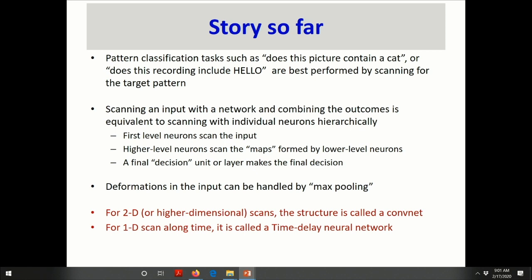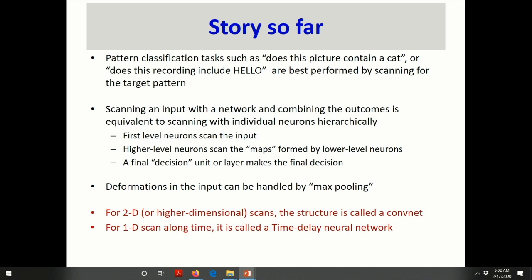So scanning an input with the network and combining the outcomes is equivalent to scanning with individual neurons hierarchically and combining the lot. The first level neurons scan the input, the second level neurons scan the maps formed by the first layer neurons, and so on. We saw that we can redistribute this computation in different ways, and that deformations can be handled by max pooling or operations that are somewhat invariant to small, mild displacement of objects.